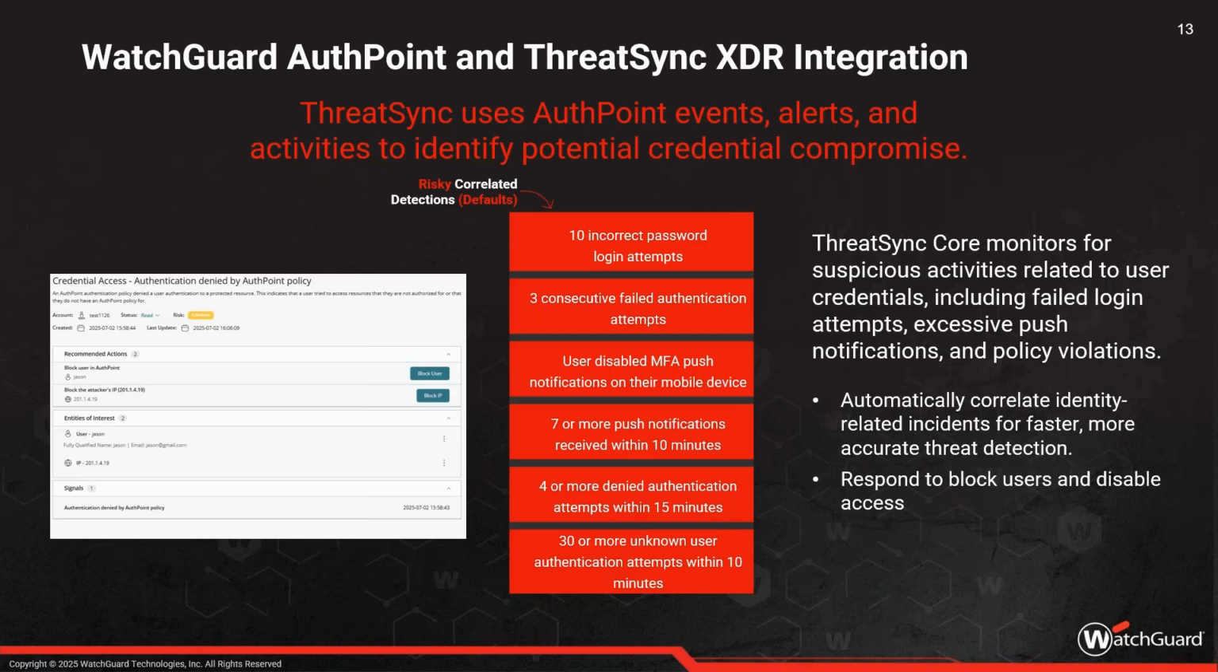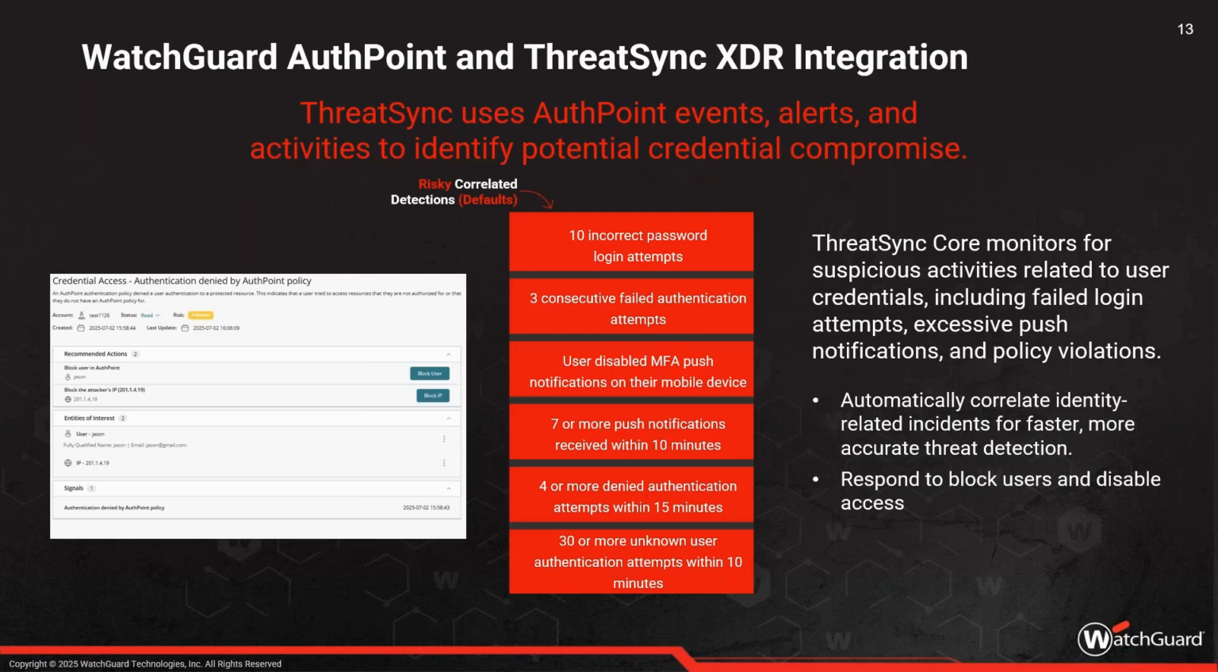And so I have some examples here of what we call risky correlated detections. Things like 10 incorrect password login attempts, or 3 consecutive failed attempts on a user account, or somebody disabling push notifications. If someone were to actually go into their mobile device and turn off the push, that is potentially a sign that a threat actor is manipulating their device and has control of the device.